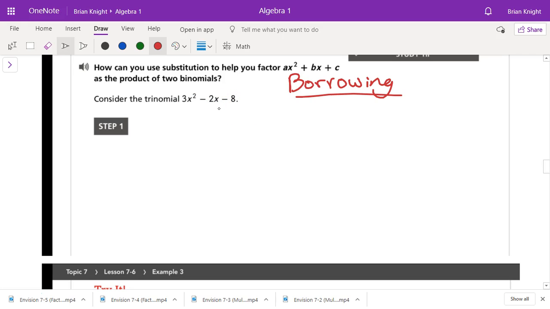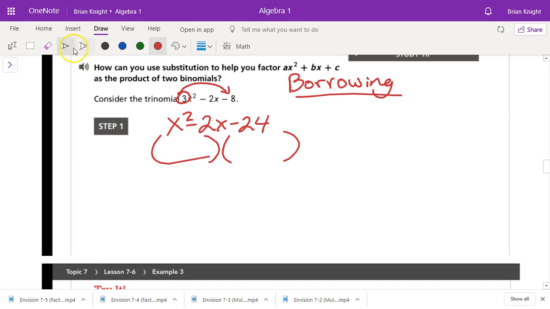So I'm going to borrow this 3 right here, and move it to the end. Now, what do you think I'm going to do when I move it? Multiply, just like I did on the other way. So that will be x squared minus 2x minus 24. That looks better, huh? We just did like 16 problems like that. Now you work it out just like you have been.